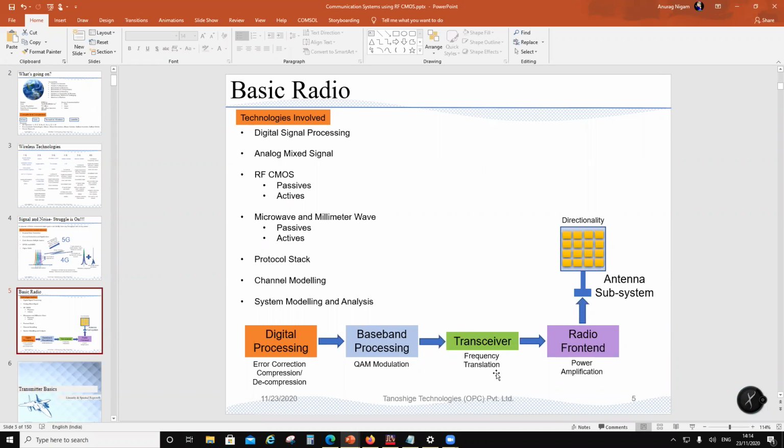That is the function of the transceiver. The transceiver scales frequency. It either up converts or down converts frequency. The radio front end does the same thing with power scaling. You amplify the power before you launch it into the medium. Or when you receive it, you amplify the signal more strongly compared to noise, and then you detect it.